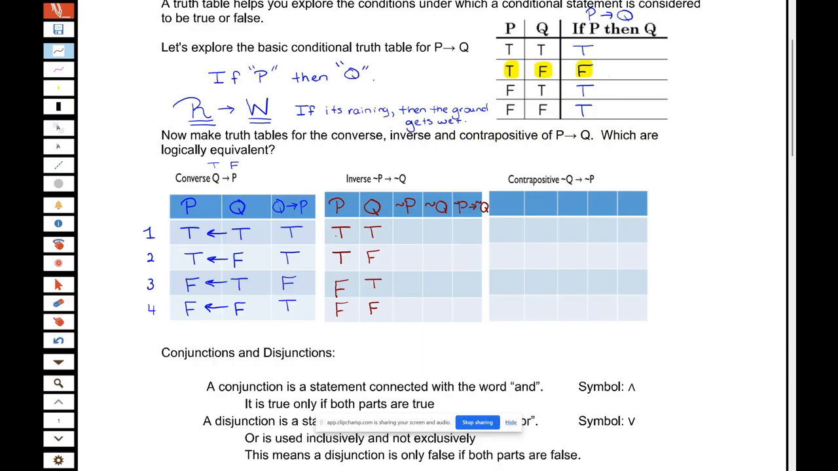Okay, so now we have the four possibilities: true, true; true, false; false, true; false, false. If you split it in half with your first row and then split it in half again, you get your second one.